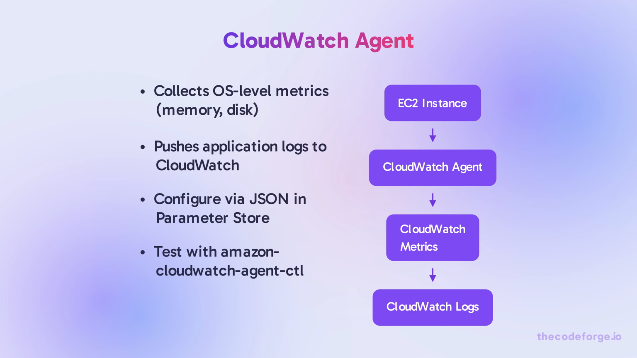Metrics and logs don't magically appear. You need the CloudWatch Agent, a daemon installed on Elastic Compute Cloud or on-prem servers. It collects system-level metrics like memory and disk that Elastic Compute Cloud doesn't give you by default. It also pushes application logs. Without the agent, you're blind to OS-level metrics, and your logs sit on disks you can't query.